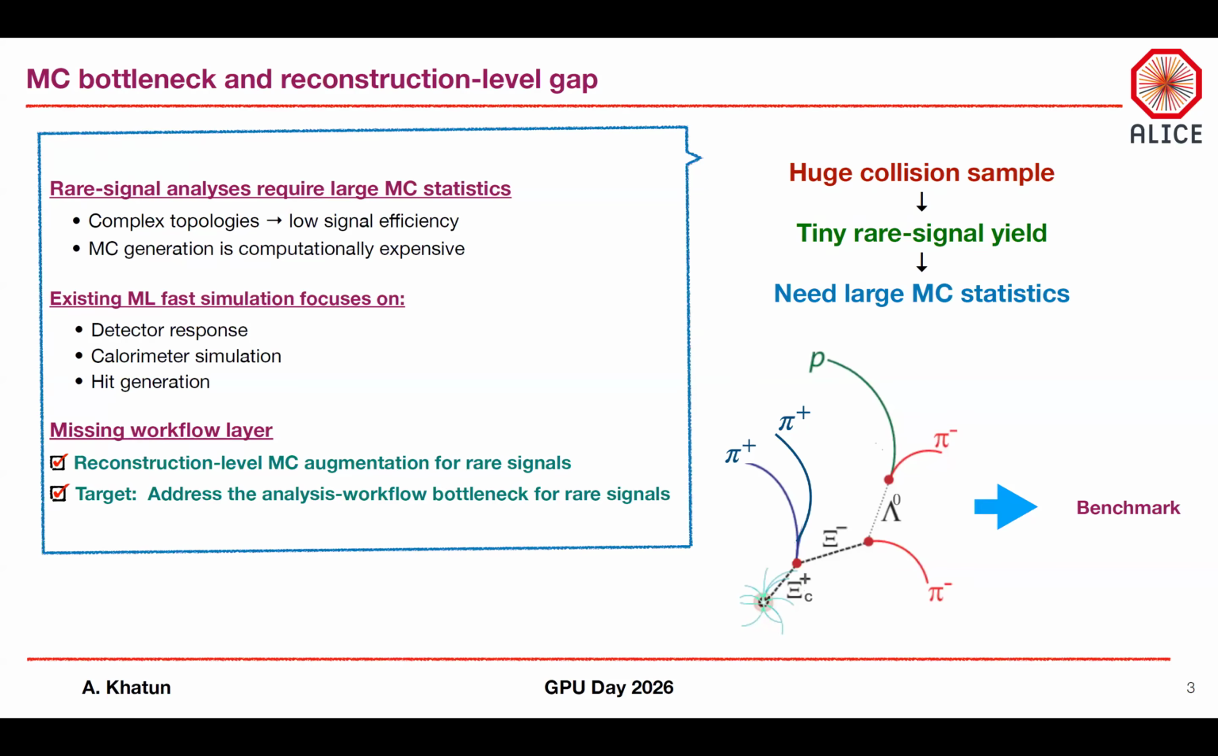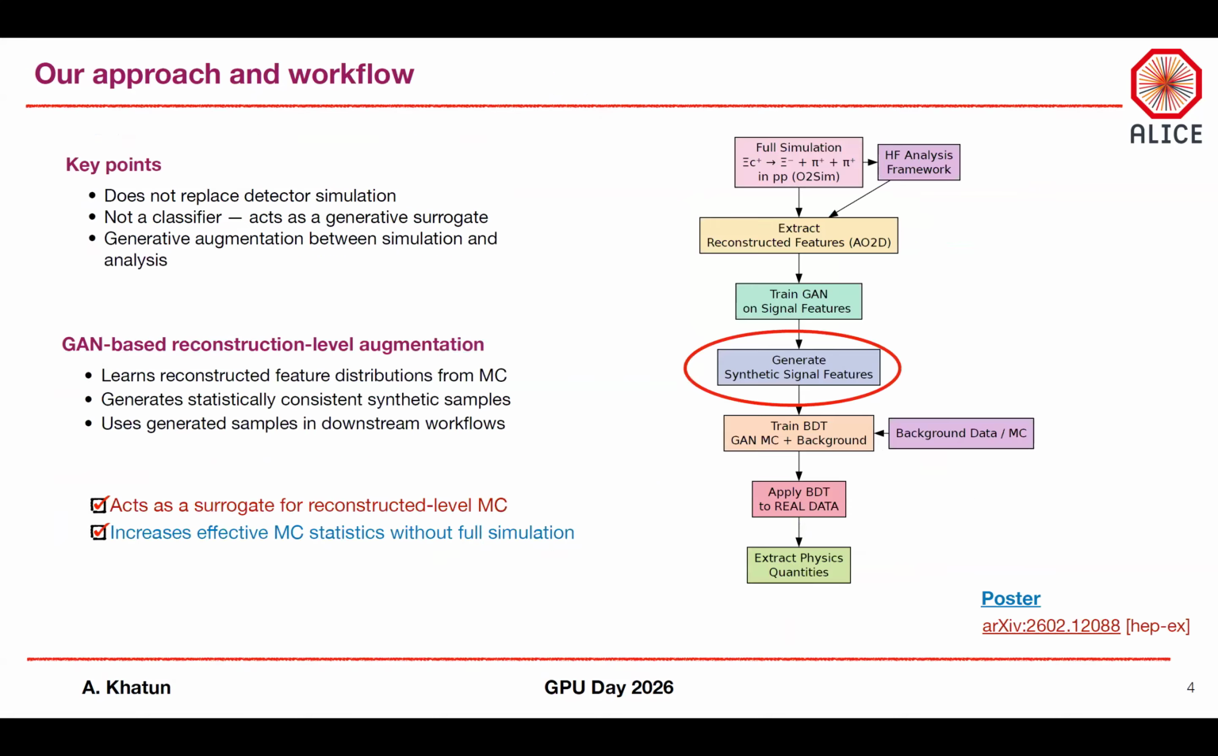Our target is to address this analysis workflow bottleneck using GAN. For the benchmark, we use the particle psi c, which decays to psi, pi and pi in the final state. So this is also a cascade. It's also very rare: we have thousands out of millions and millions of events. So here comes our approach.